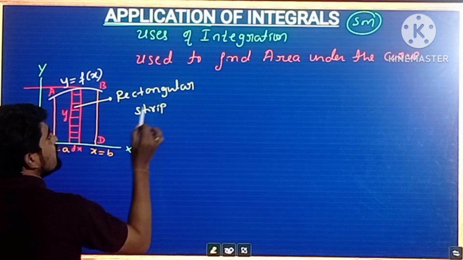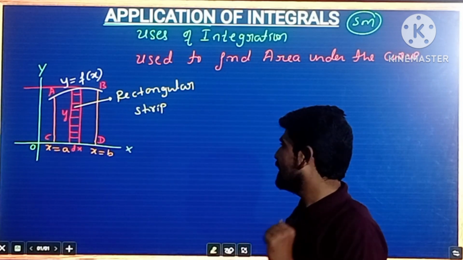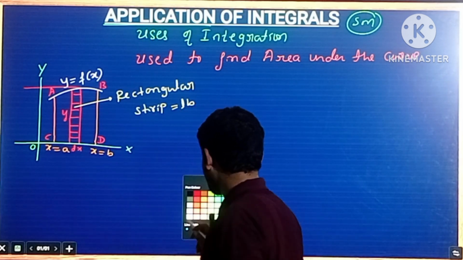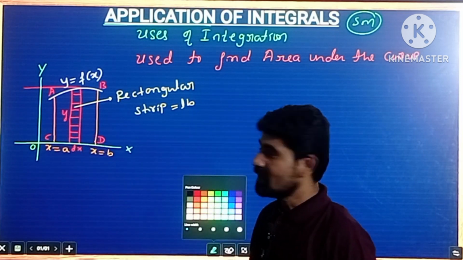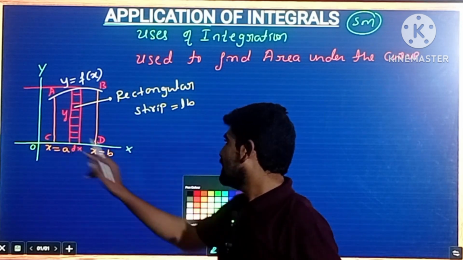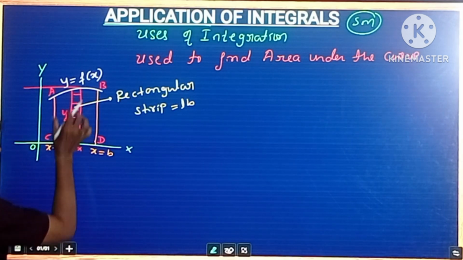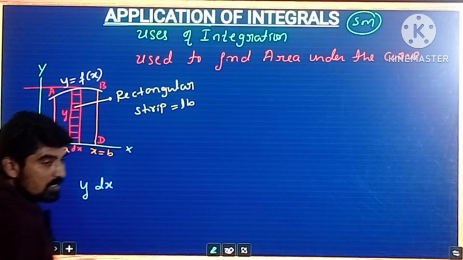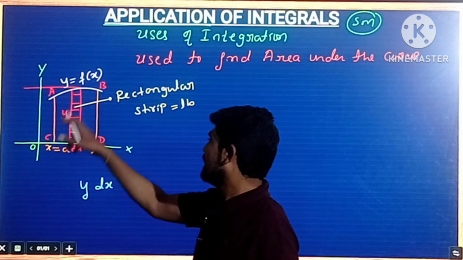We know the formula to find the area of the rectangle in geometry. The area of the rectangle is length into breadth. Here we considered a strip whose width is dx, length is y. Therefore, area of this particular rectangular strip is y into dx. So we obtained only the area of this considered strip, but we need area ABCD.